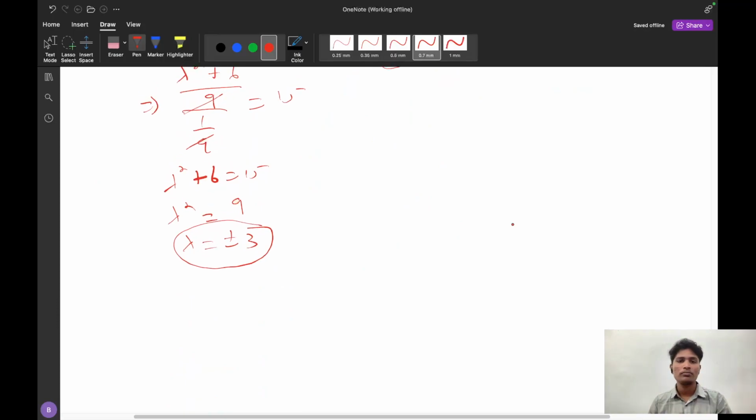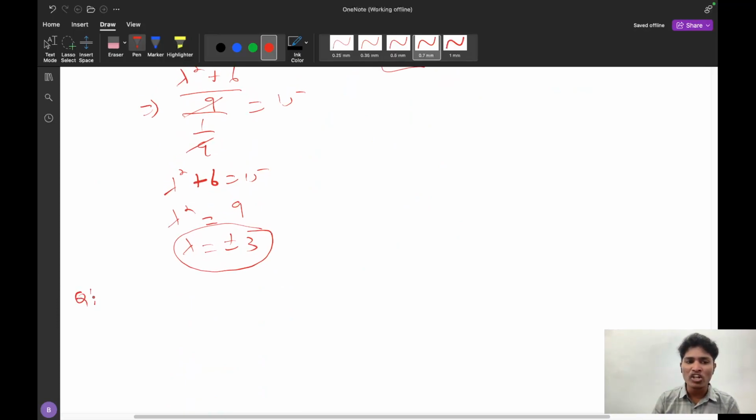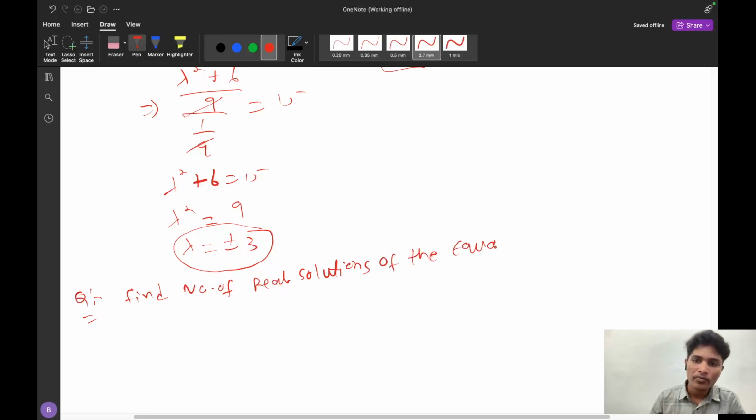And the next question. The quadratic equation concept I can complete within 1 hour, but with questions it will take up to 2 or 2.5 hours. The question they have given is: find the number of real solutions of the equation. Find the number of solutions of the equation.